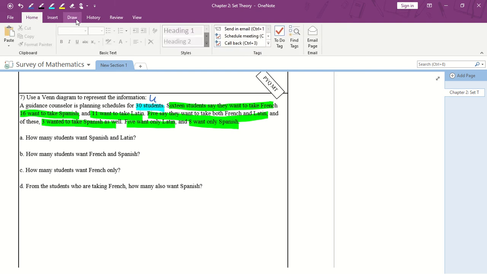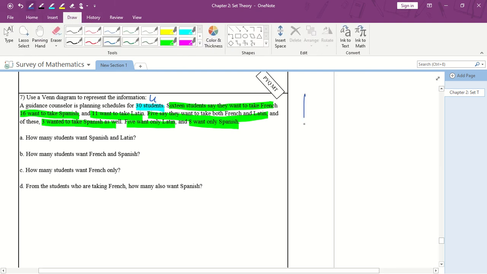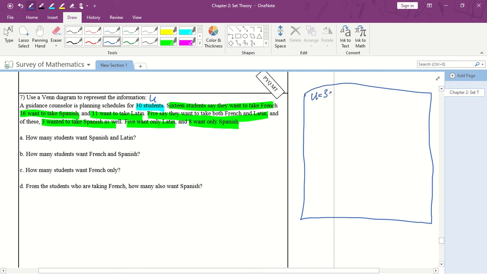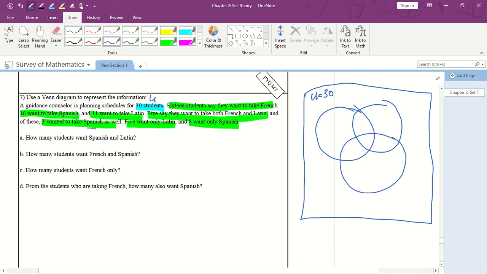Okay, so we need to draw it now. We will draw one diagram. This question is a bit special because it doesn't give us an exact number, like what the other questions give. So we have Spanish, we have Latin, we have French. So French here, Spanish, and Latin will be here. And let's look at the question here.